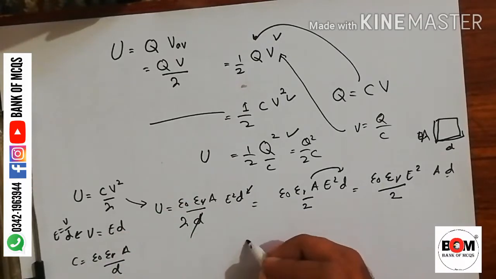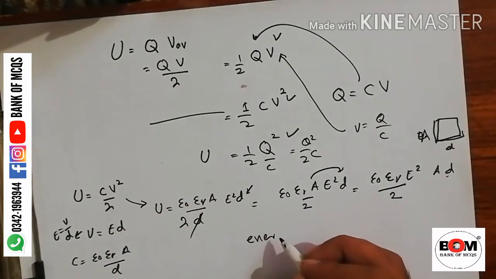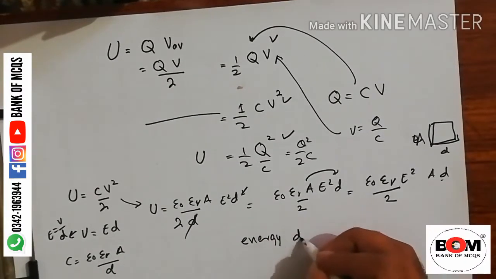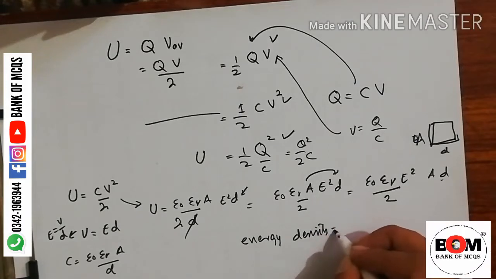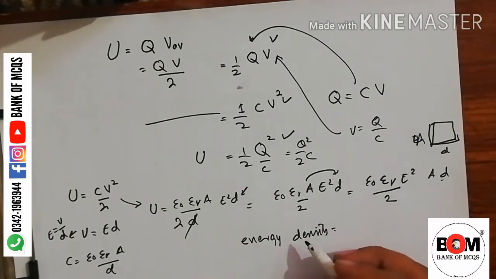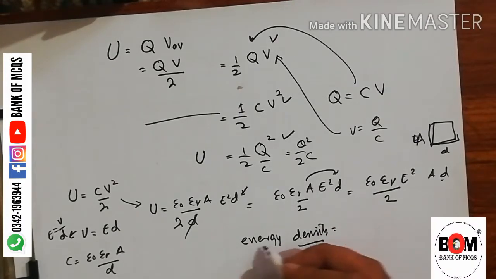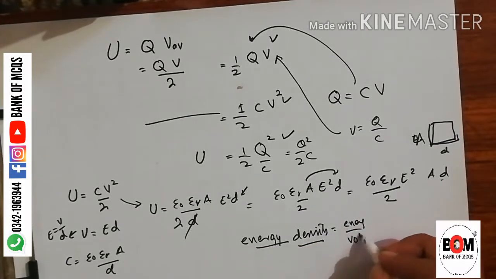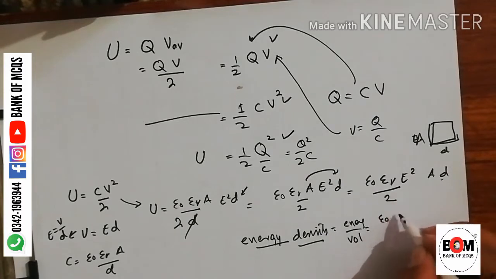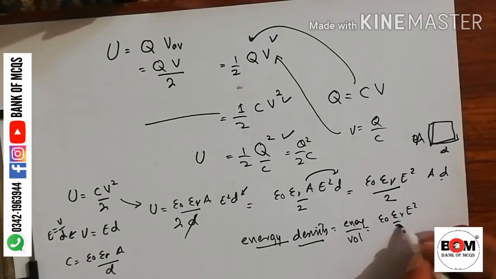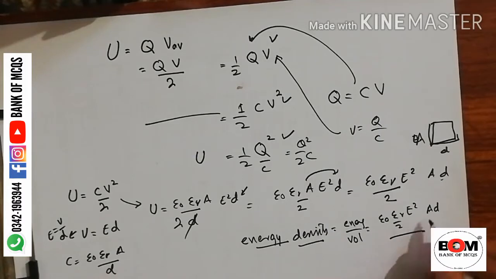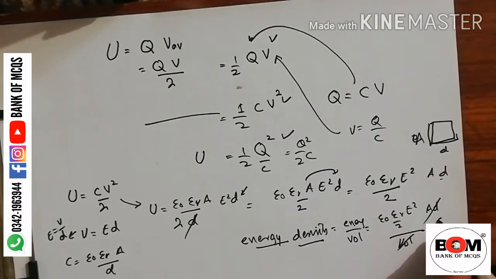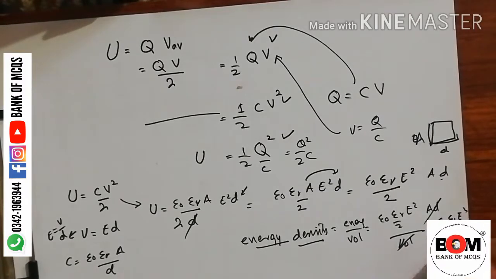Now to find the equation for energy density. Mass per unit volume is density, but energy density is equal to energy per unit volume. So here in this case, energy is equal to epsilon naught epsilon r E square divided by 2 times Ad, and Ad is the volume. So volume divided by volume, the volume cancels, and we will get epsilon naught epsilon r E square by 2.